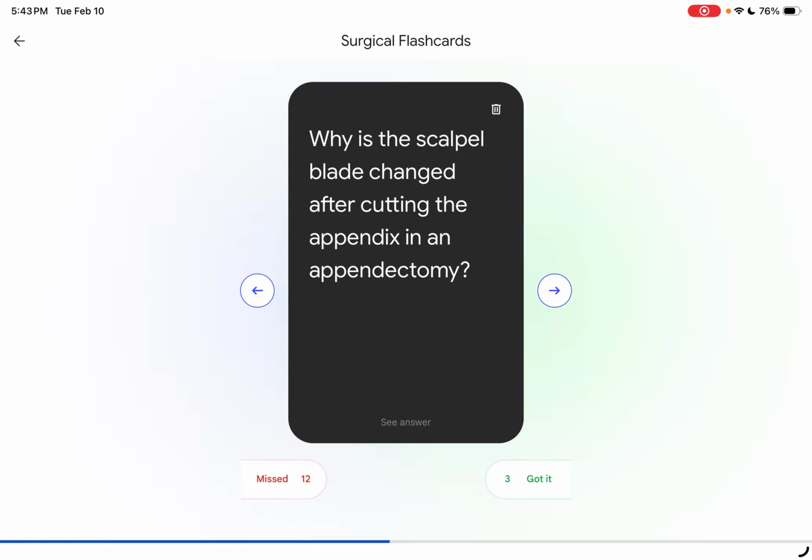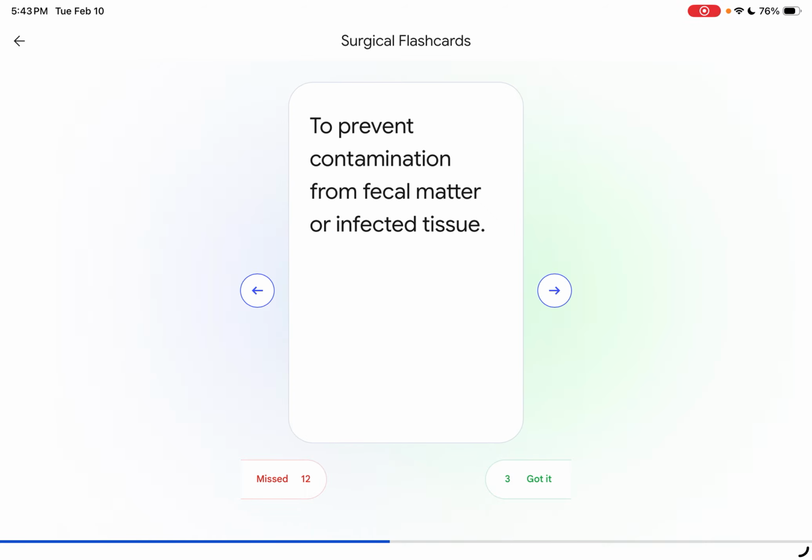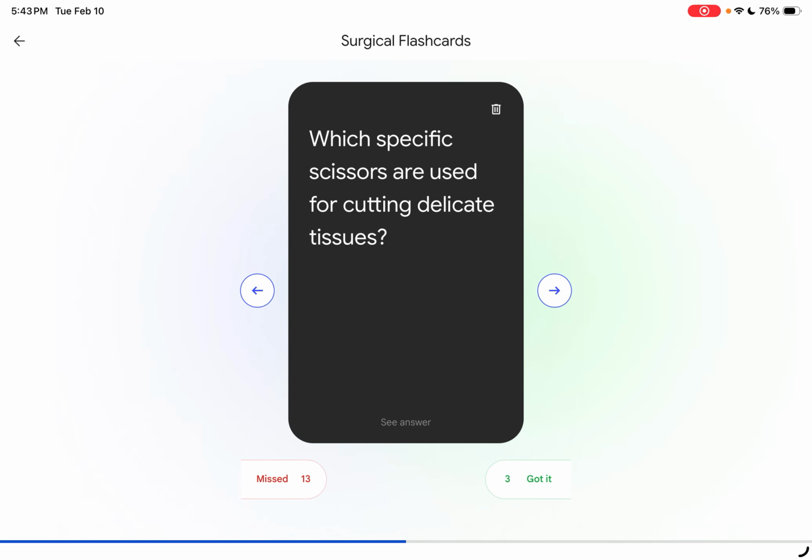Why is the scalpel blade changed after cutting the appendix in appendectomy? Siguro kailangan na magbalik-balik, no? Why is this? Kailangan i-change siya. If nakat na appendix. To prevent contamination from fecal matter. Of course, not a fecal matter ang appendix, guys. Or infected tissue. Which specific scissors are used for cutting delicate tissues?